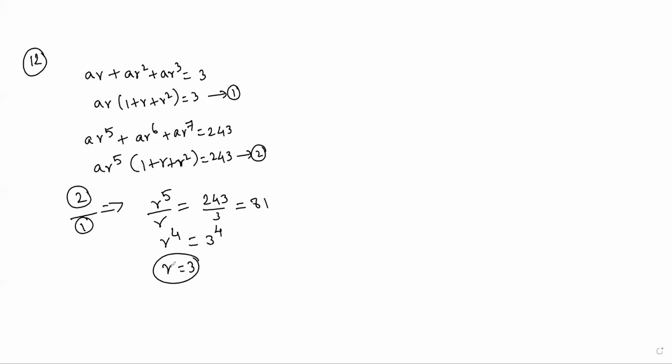Next we need to find the A value. From the first equation, A into 3 into (1 plus 3 plus 3 square, which is 9) is equal to 3. This 3 gets cancelled. A into 13 equals 1, so A is equal to 1 by 13. Here, they're asking for the sum of the first 50 terms of the GP.